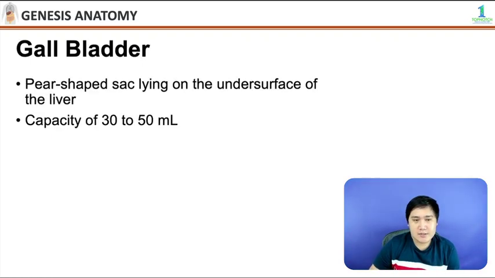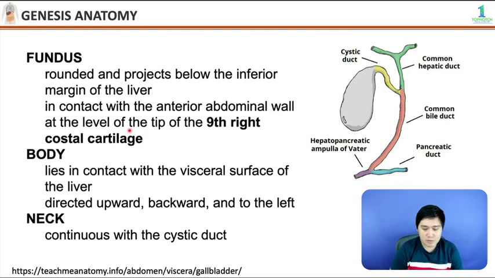So now let's go to the gallbladder. Your gallbladder is a pear-shaped sac lying on the undersurface of the liver. Again, do not forget the capacity, 30 to 50 ml.